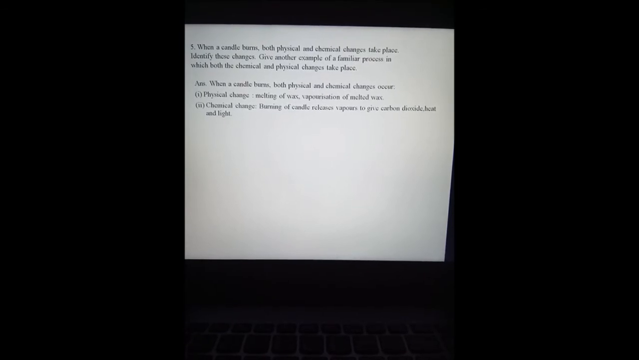The chemical changes, when we burn a candle, certain vapors are evolved. These vapors give carbon dioxide, heat and light.